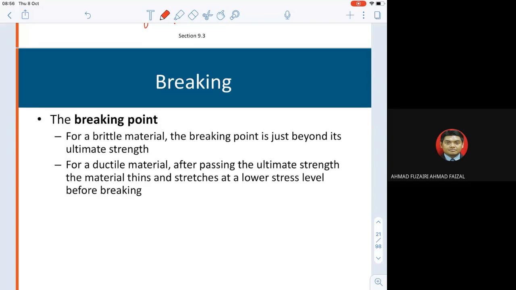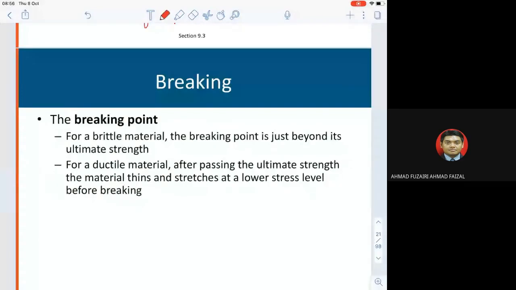That is a brittle material. Okay, maksudnya kalau dia pecah dia akan hancur terus, berderai. Okay, brittle material. And for the ductile material ni biasanya pada besi. Besi ni ductile material. So apa berlaku?